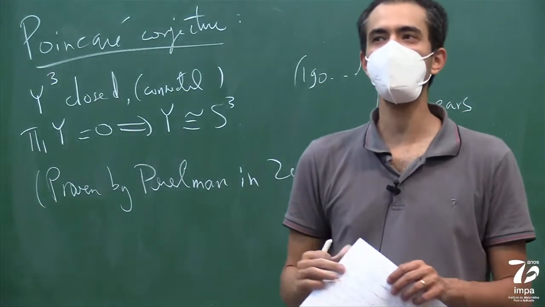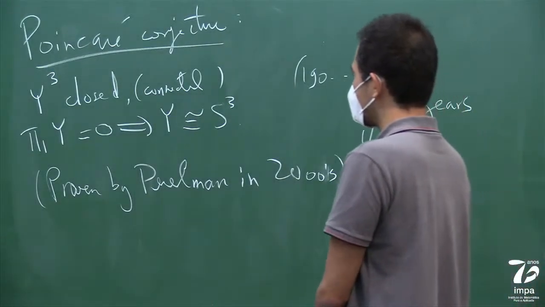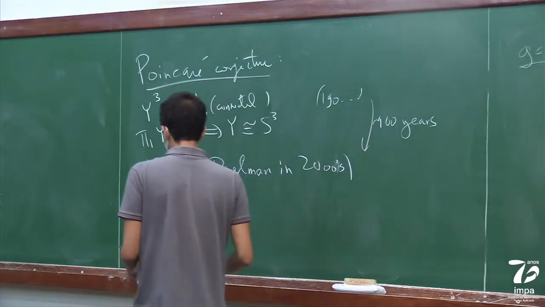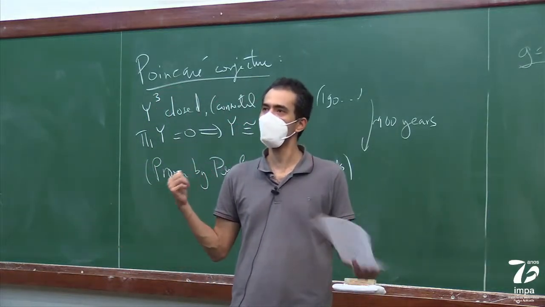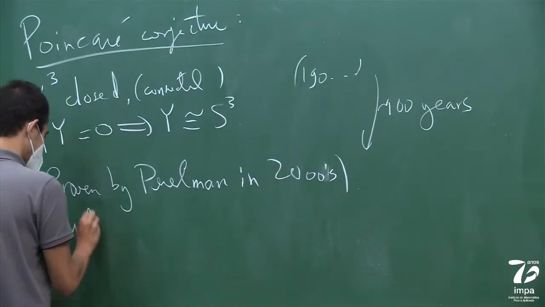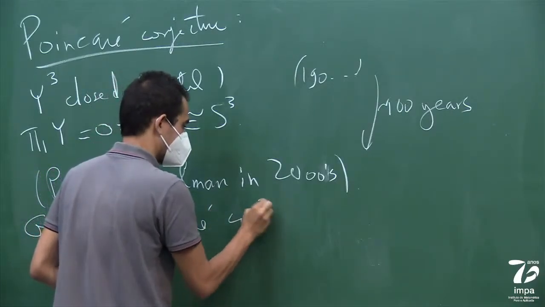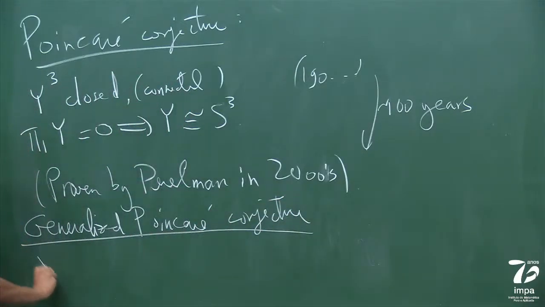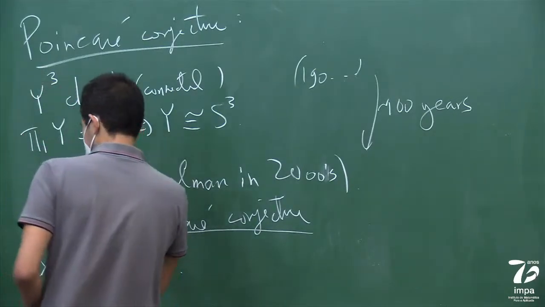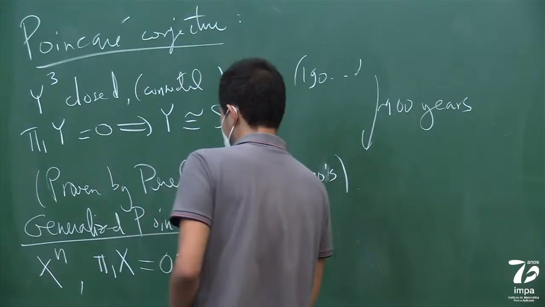But in the meantime, when you can't solve a problem, what you can do is change the problem. So you can say, well, I don't know how to do this in 3 dimensions, but what can I say in other dimensions? In 2 dimensions and in 1 dimension, this is kind of obvious by the classification. So you can ask the generalized Poincare conjecture, which is: if I take a manifold of dimension n, and I assume that pi1 is 0, what can I conclude? Is X a sphere of that dimension?